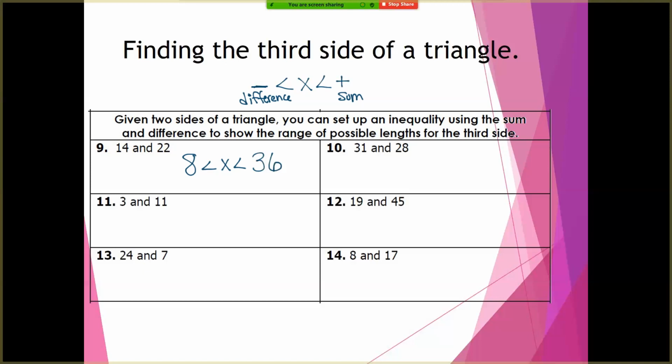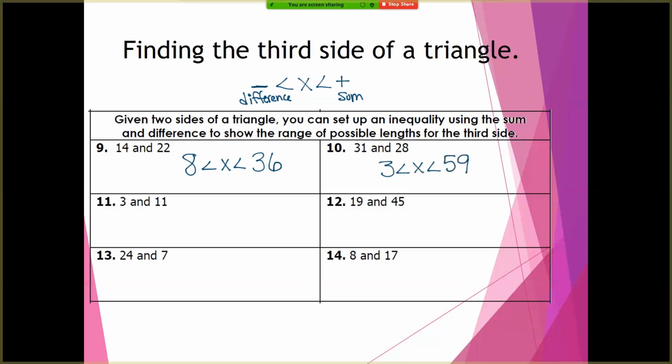Let's try another one. Question 10, 31 and 28. So again, my symbol's less than x less than, and I've got to fill in the subtraction on the left, addition on the right. So 31 minus 28 is 3. 31 plus 28 is 59.